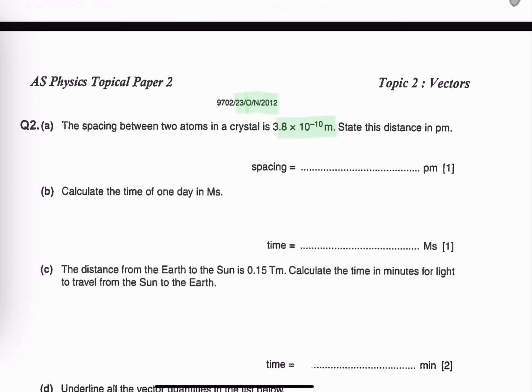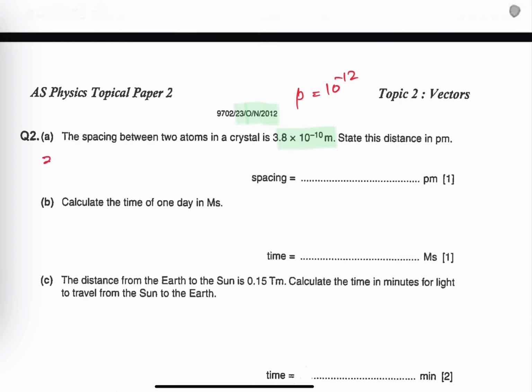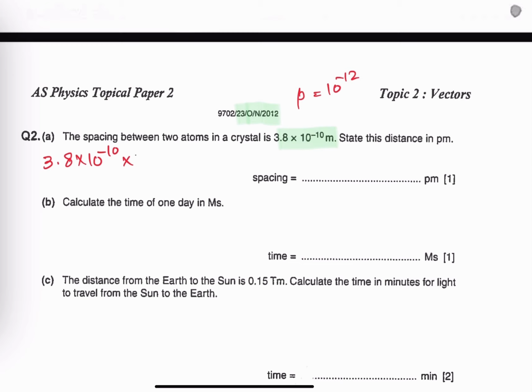Okay, so we have to convert it. Basically pico is 10 to the power minus 12, so I have to make it minus 12. So 3.8 times 10 raised to power minus 10. What I have to do, I have to make the power minus 12, so I have to divide it by 10 to the power 2. Okay, and if I am dividing it I have to multiply as well.